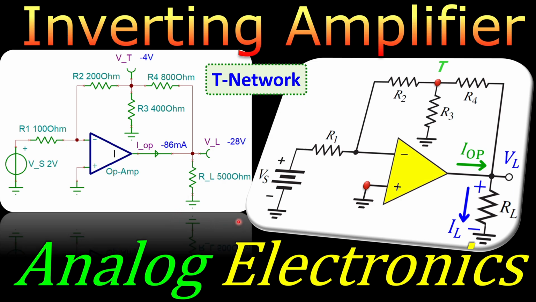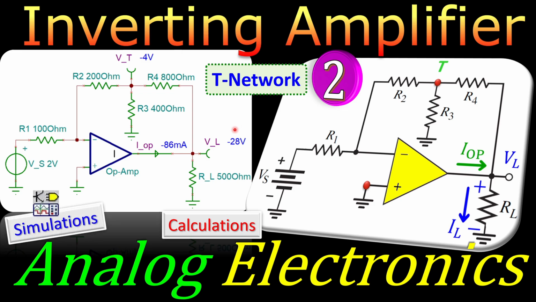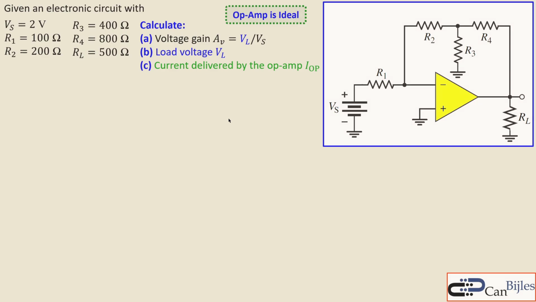We continue with our second example about the inverting amplifier. In this specific case, we will look at the T network and also see what the advantages of this specific network configuration are. Of course, we'll look at our calculations step by step and also verify these in SPICE simulations. So let's look at our example.